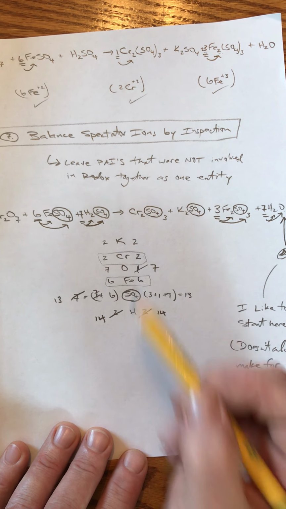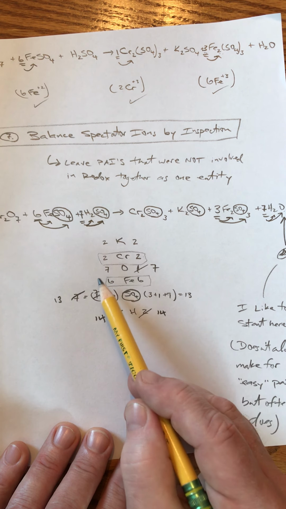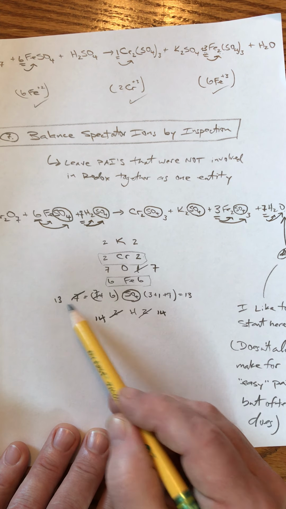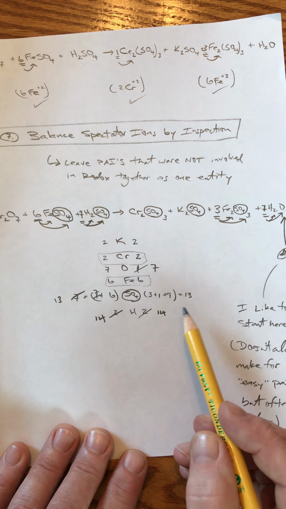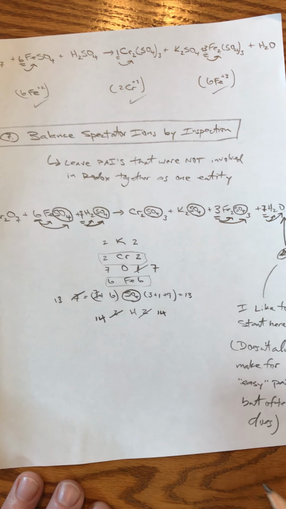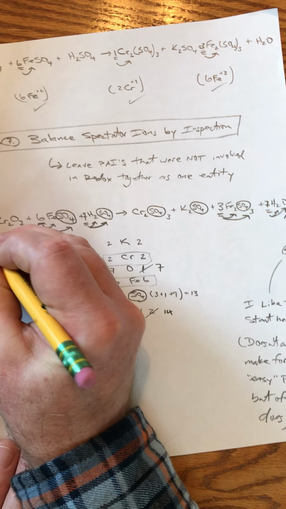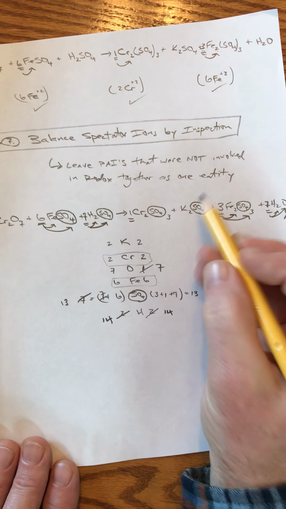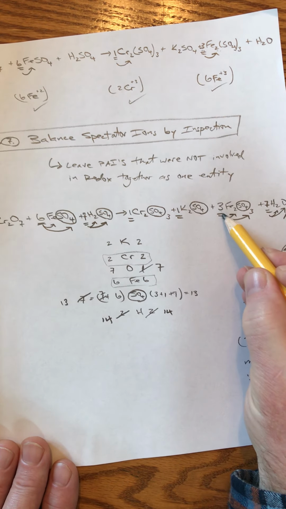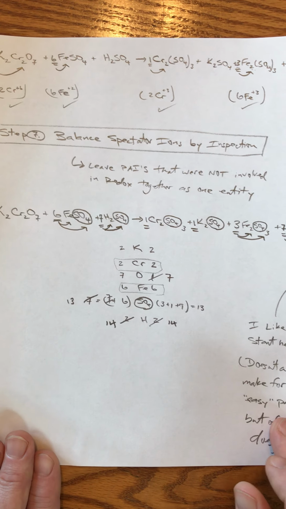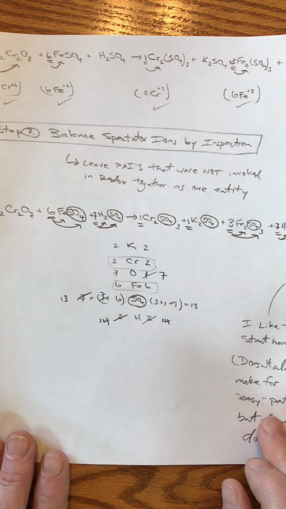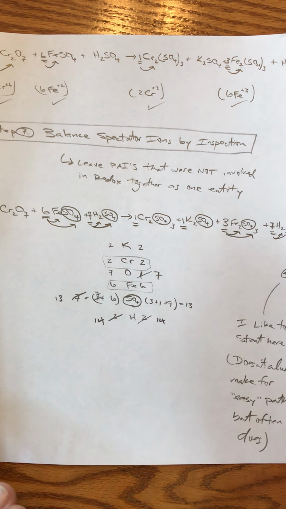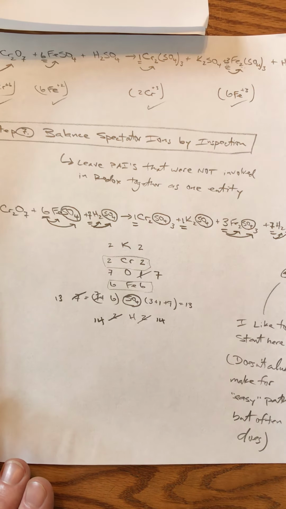So I've got 2 potassiums, 2 potassiums, 2 chromiums, 2 chromiums, 7 oxygen, 7 oxygen, 6 iron, 6 iron, 13 sulfates, 13 sulfates, 14 hydrogen, 14 hydrogen. I am indeed balanced. The coefficient here is 1. Here's a 6, here's a 7, here's another 1, here's another 1, 3, and 7. So we balanced a fairly complex redox reaction. All right, that is what we're going to do for a couple days.